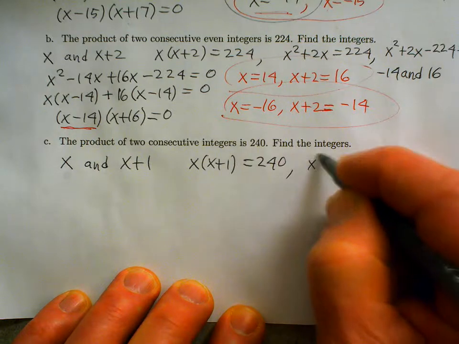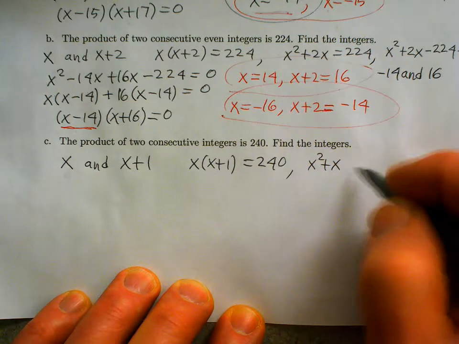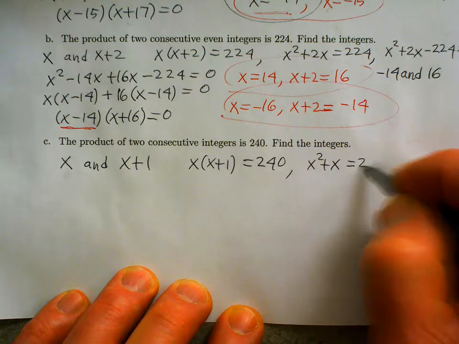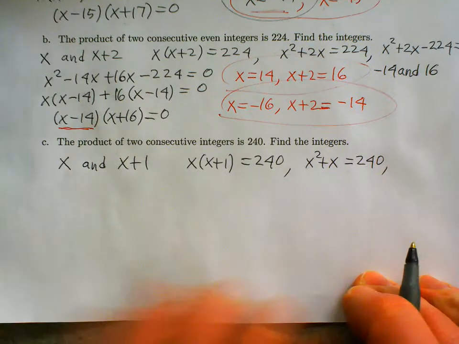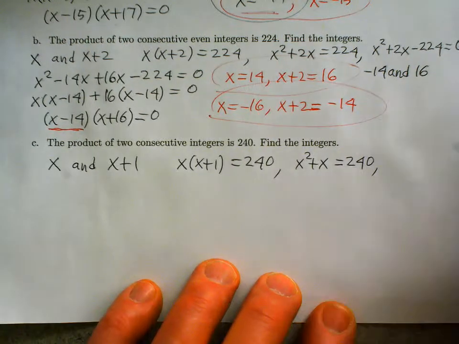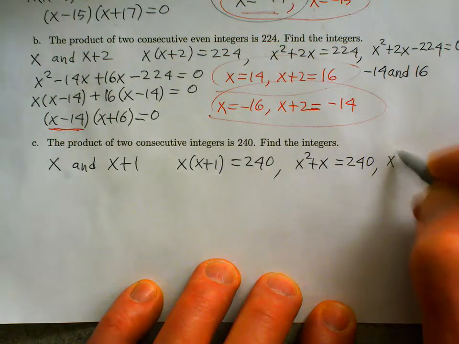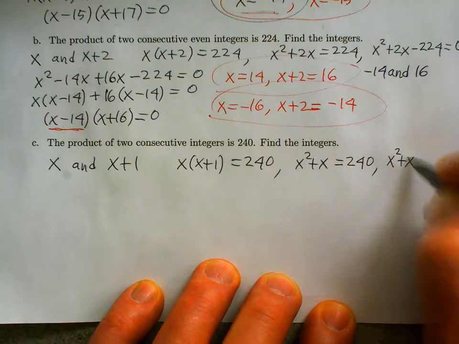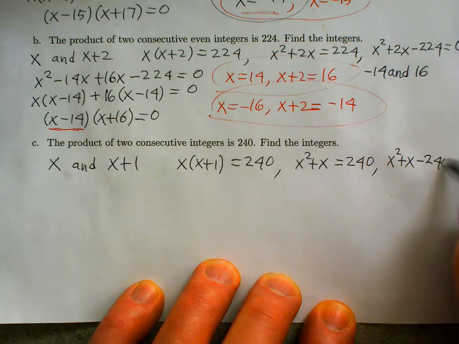Or x squared plus x equals 240. Then subtract 240 from both sides. x squared plus x minus 240 equals 0.